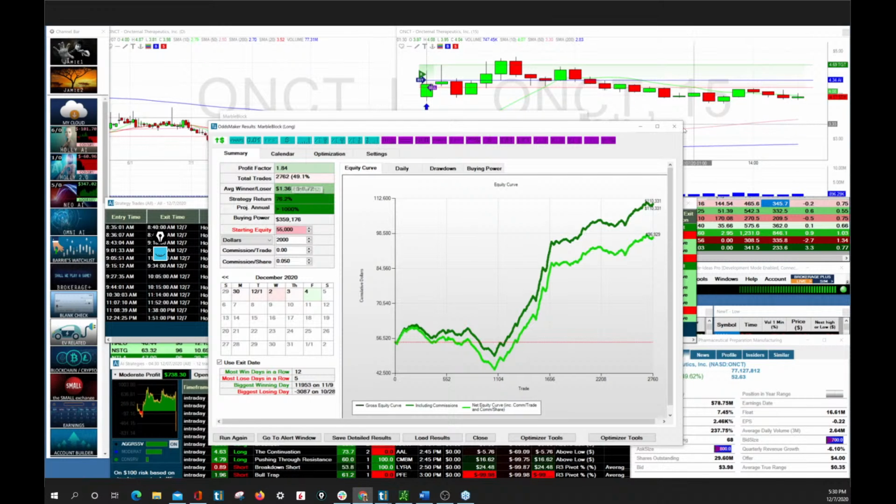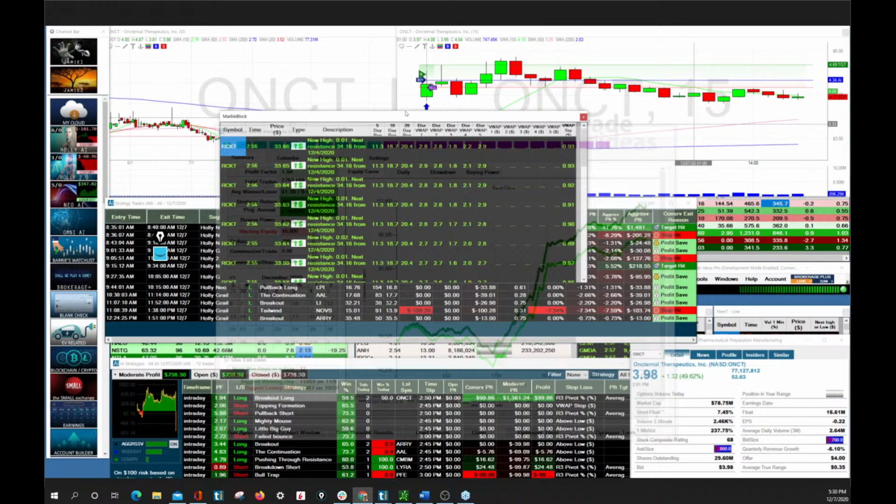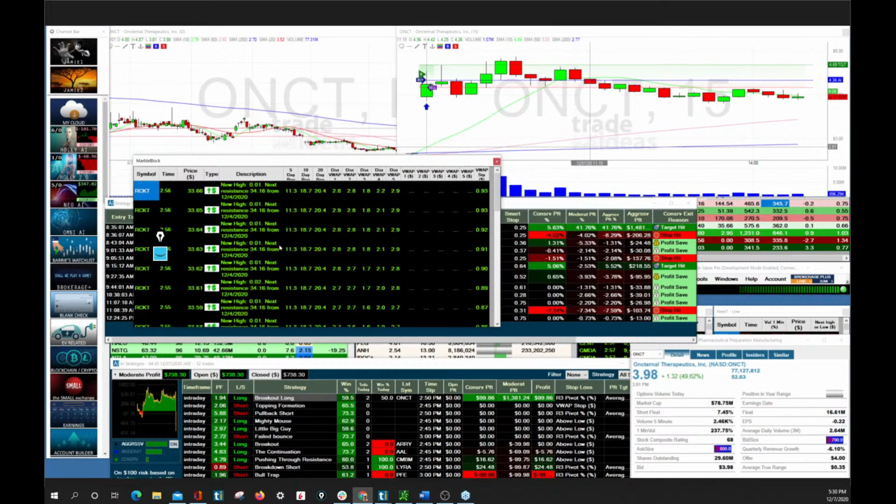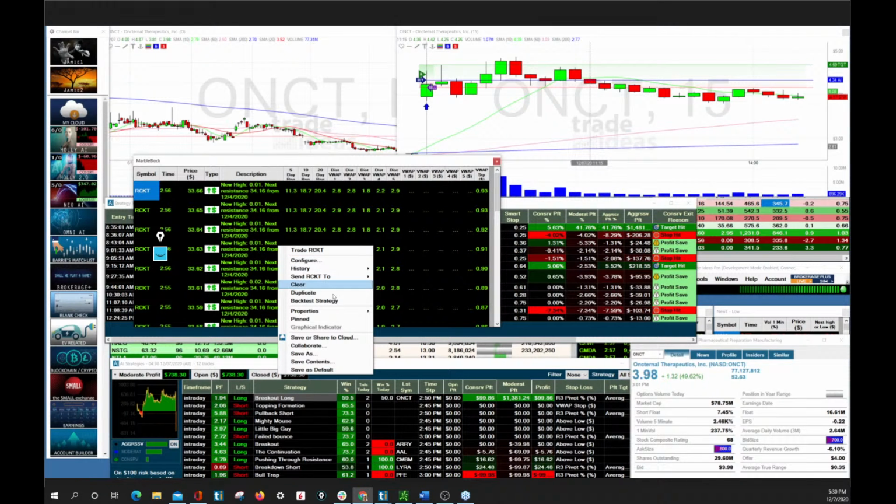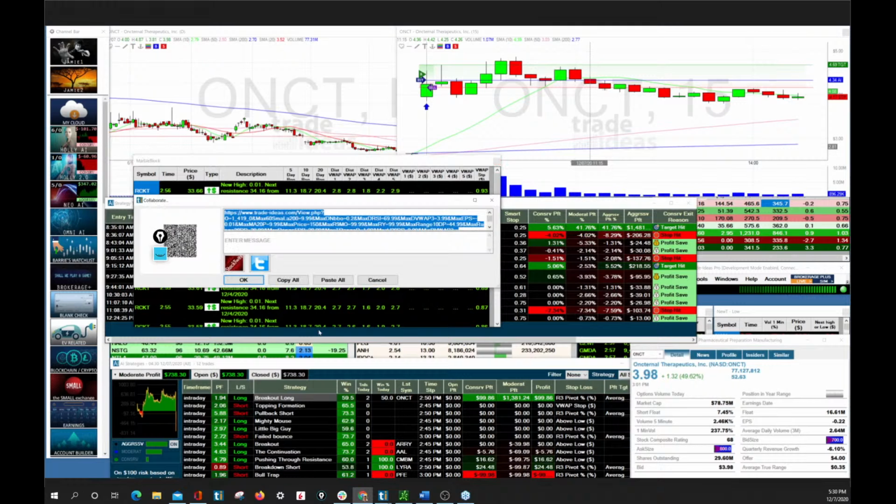So how did I convert this into a top list? Pretty simple. What we do is we right click and we come down here to collaborate. One of the older features in Trade Ideas. This is how we used to share all the windows, but with the advent of the cloud, that's the latest and greatest. But if we want to transfer all of these settings into a top list, this is what we do. And we copy that thing.